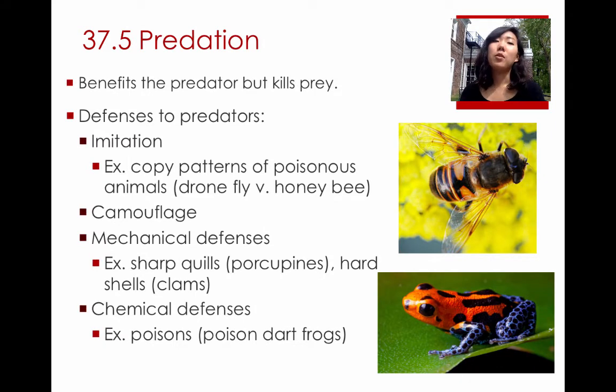Predation. So the benefit is to the predator, but it kills the prey. And because of this, there are actually a lot of defenses that prey have evolved to help them protect themselves from predators. One of them is imitation.